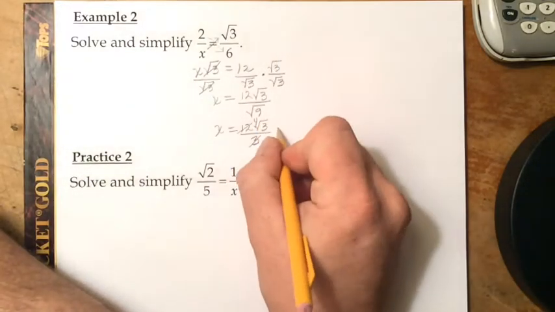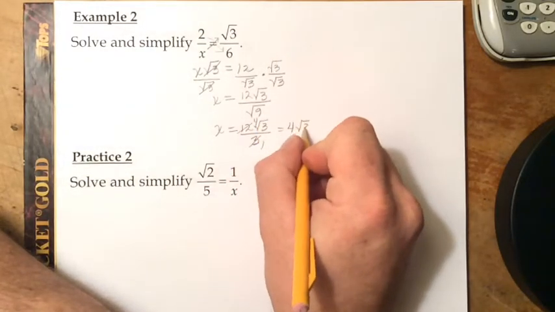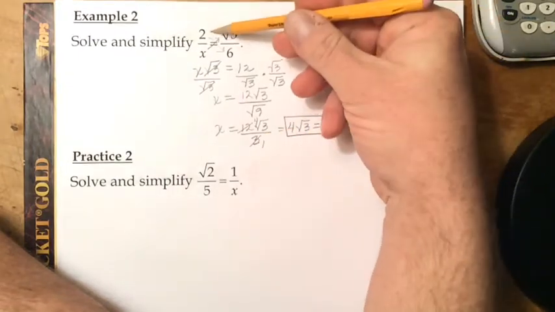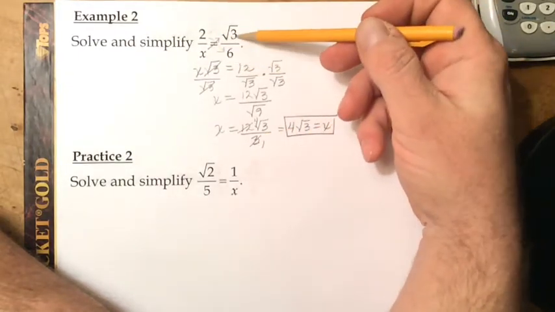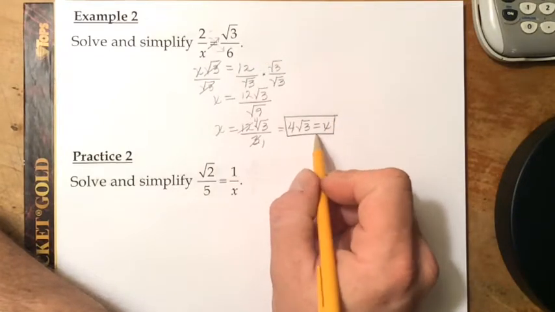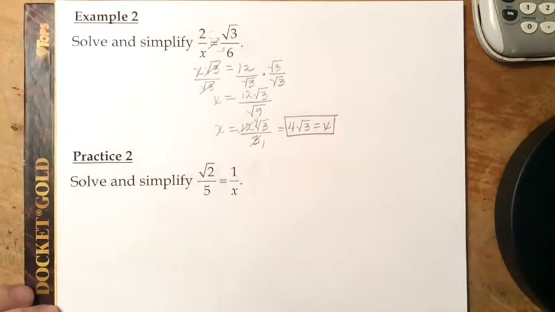And so we get 4 times the square root of 3 for our value of x. So 2 is to 4 root 3 as root 3 is to 6. Anyway, your answer is x equals 4 times the square root of 3. Now you try practice 2.